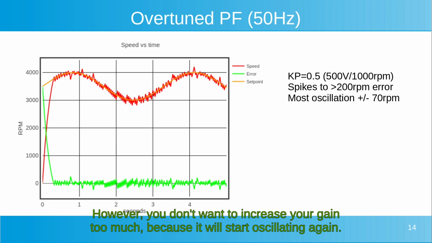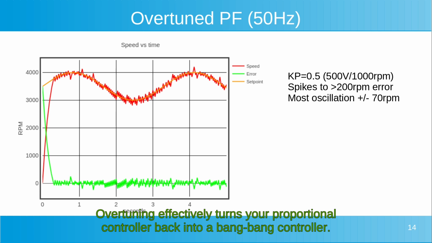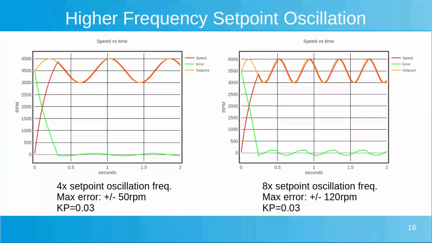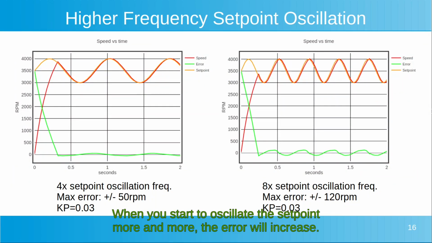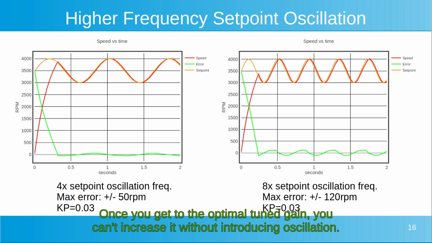However, you don't want to overtune your proportional controller. Overtuning is what happens when you increase your proportional gain so much that you actually start oscillating again, because you basically turn back into a bang-bang controller, because any little bit of error is almost a complete full response. When you start to oscillate the error more and more, faster and faster, the error and lag will increase. And this is not really something you can fix with a higher proportional gain, because once you get to the optimal tuning point, you can't get any faster.